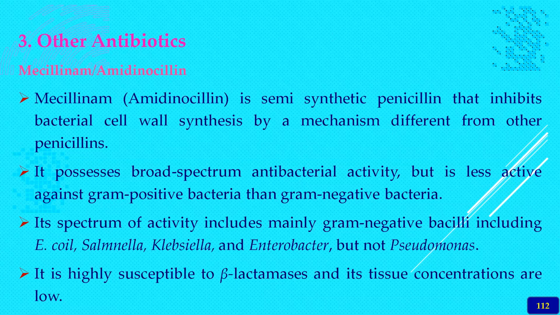The important microorganisms are E. coli, Salmonella, Klebsiella, and Enterobacter species, and it is also effective against Pseudomonas. Pseudomonas is one of the toughest microorganisms, and usually we require an anti-Pseudomonas drug. Mecillinam is highly susceptible to beta-lactamase, and its tissue concentrations are low.